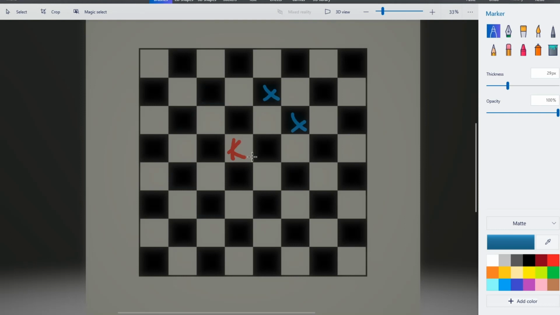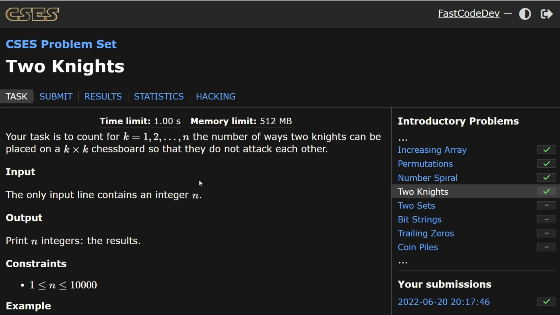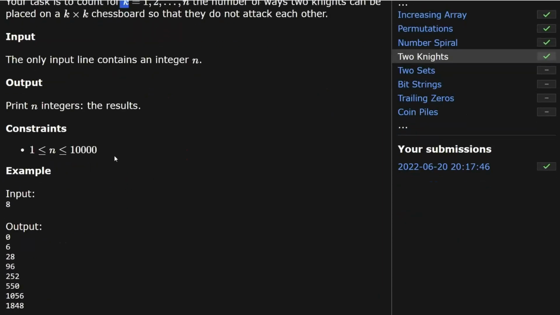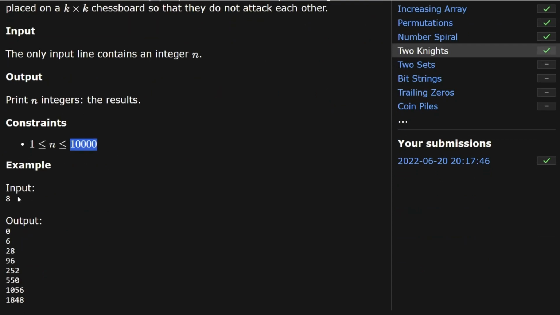Okay, let me just clean that. Right, so let's go back. The input here we get is the integer n, and we have to print n integers, which are the results for each value that k can take, okay? The maximum n is 10,000, and here we have the sample input, which is for n being equal to 8.